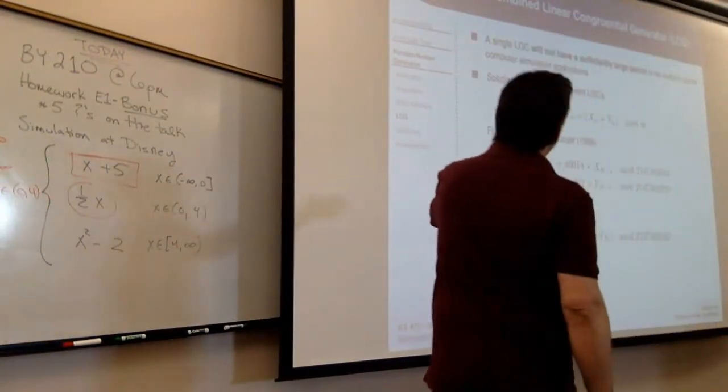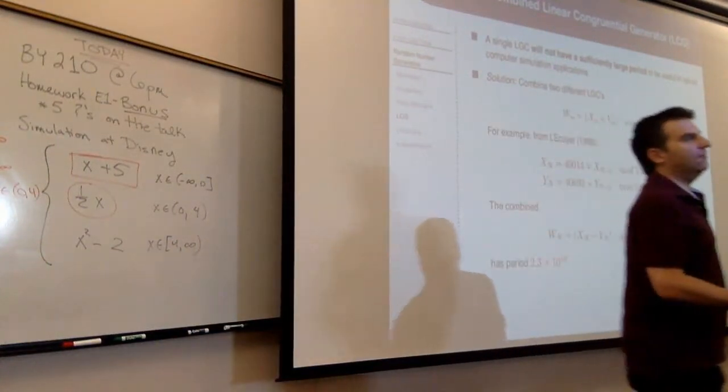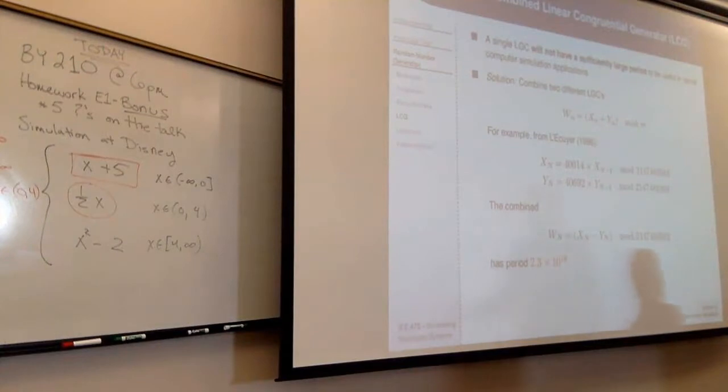The other big downside of the linear congruential generator is that by itself, it doesn't generate very long cycles.